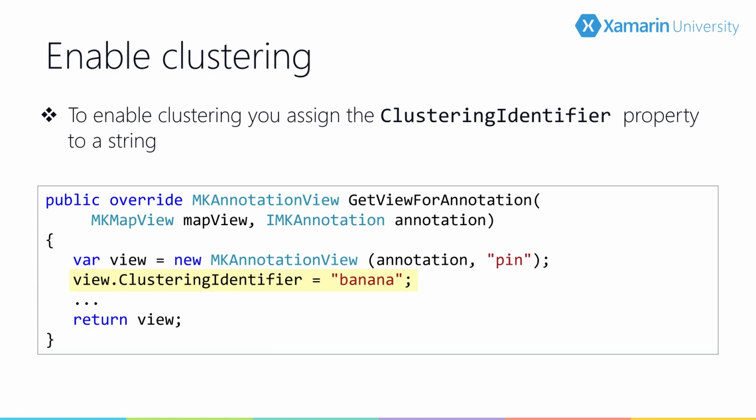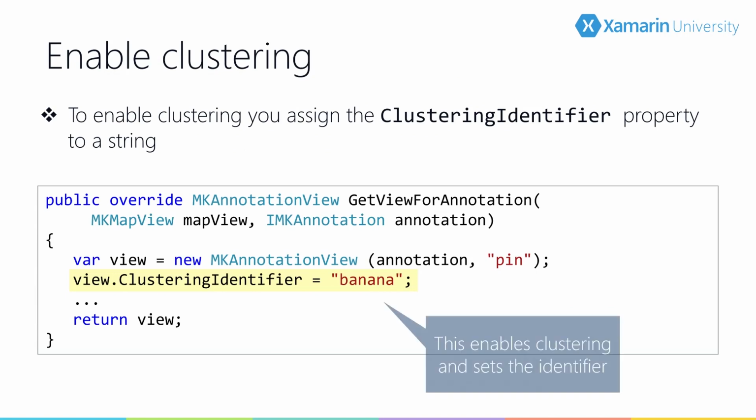Supporting clustering is as easy as assigning a string to the annotation view's clustering identifier property. Setting the cluster identifier actually has 2 effects. First, it enables automatic clustering support. Second, it sets the cluster identifier that will be used to detect which other annotations it should cluster with.